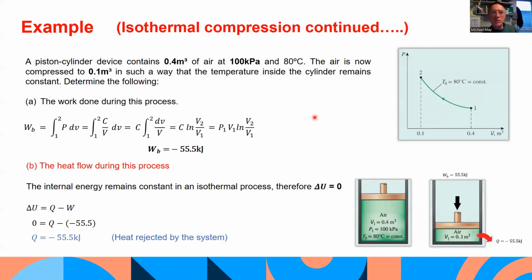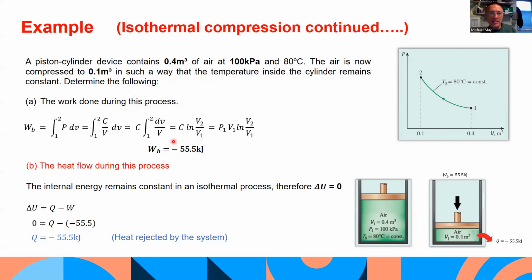Another example, and this is one that we done earlier on, and we're just going to continue it on. The piston cylinder device contains 0.4 meters cubed of air at 100 kilopascals and 80 degrees. So that's this point over here, and this is what it looks like. The air is now compressed to 0.1 meters cubed in such a way that the temperature inside the cylinder remains constant. Determine the following: the work done during the process.